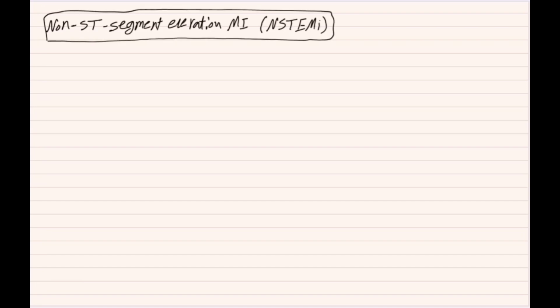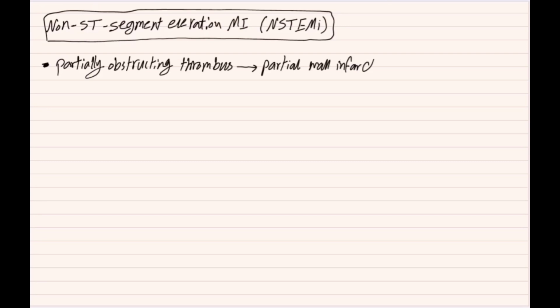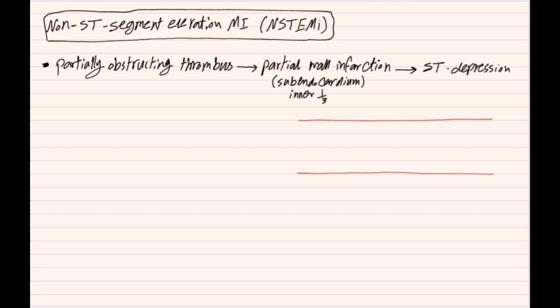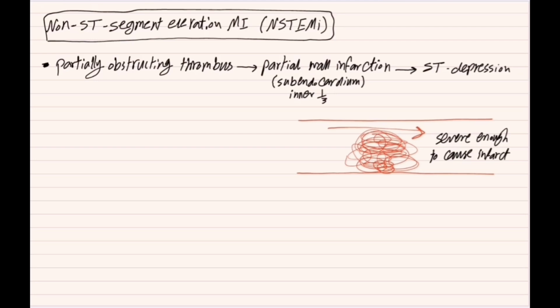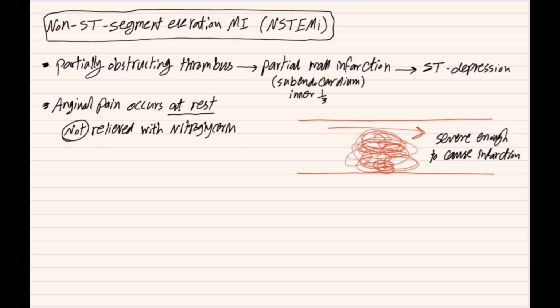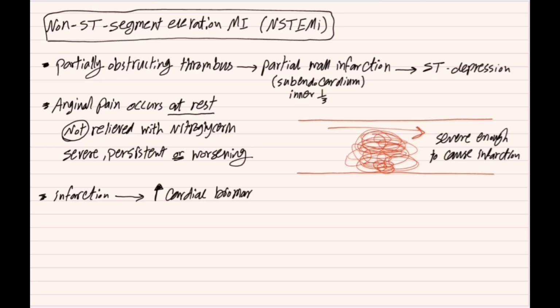Now let's talk about non-STEMI, and this is myocardial infarction. However, the obstruction here is partial and the infarction here is partial, and both of these will represent ST segment depression in the EKG changes. Anginal pain will be not predictable, occurring at rest, and is not relieved by nitroglycerin. The pain is severe, persistent, or worsening. And infarction happened, and this equals increased cardiac biomarkers within 1 to 6 hours.